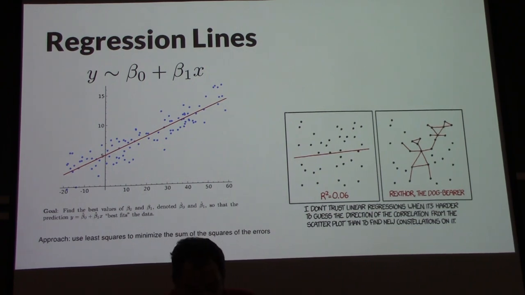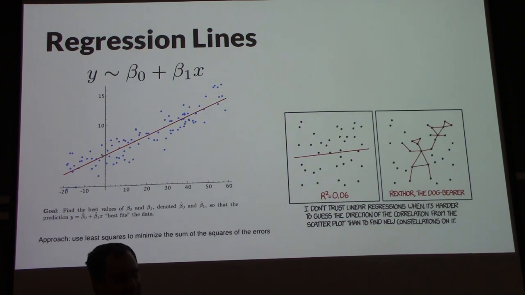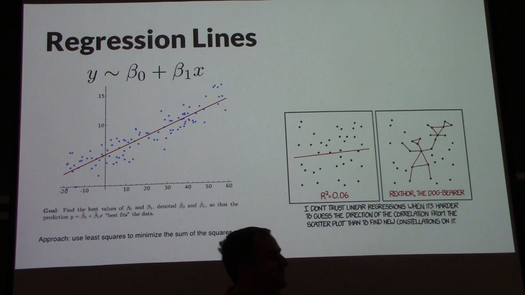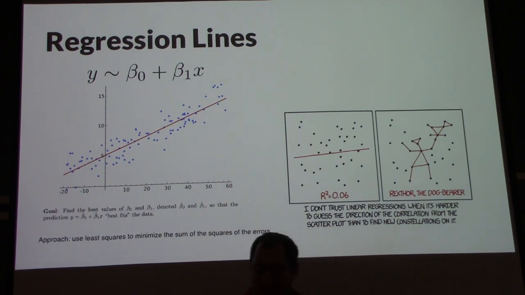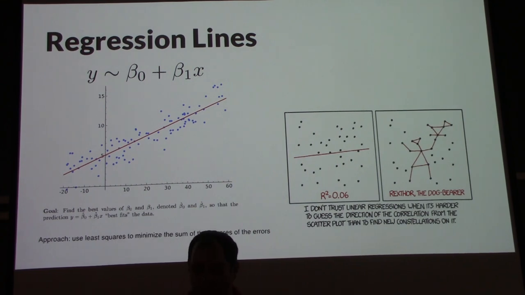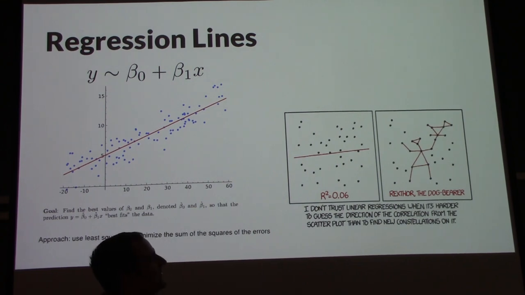And the idea for regression lines is essentially to use least squares to minimize the squares of the error, to find a line that minimizes the error if you sum up the squared distances to that line. So that's the basic idea behind the algorithm. And I just like this XKCD comic: I don't trust linear regression when it's harder to guess the direction of the correlation from the scatter plot than to find new constellations in it.